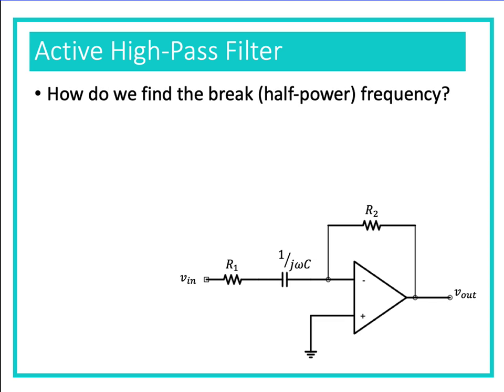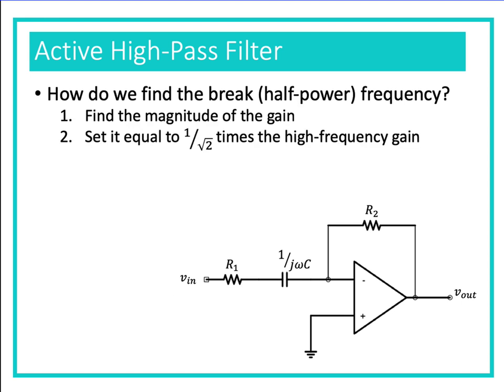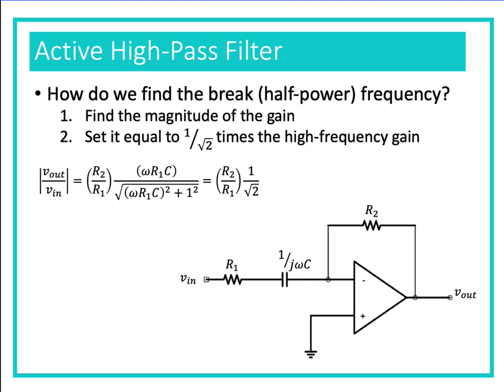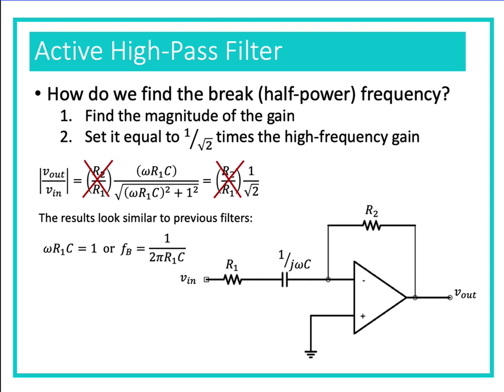Well, this again is the same exact process we did before. We find the magnitude of the gain. We set it equal to 1 over square root of 2 times the high frequency gain. And again, the high frequency gains cancel out. And again, the results look exactly the same, except for the fact that a different resistor is used to find the break frequency. So this time, omega R1C is equal to 1. So the break frequency is 1 over 2 pi R1C.